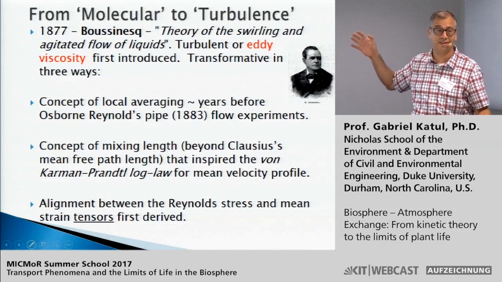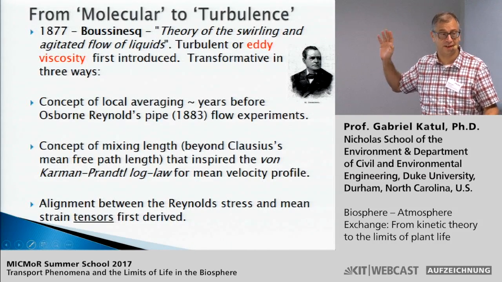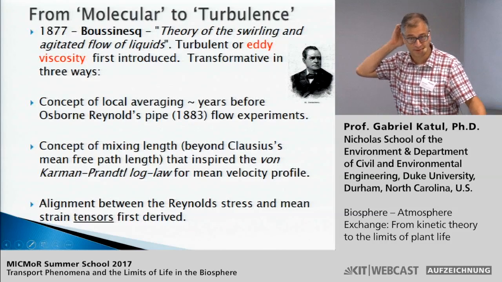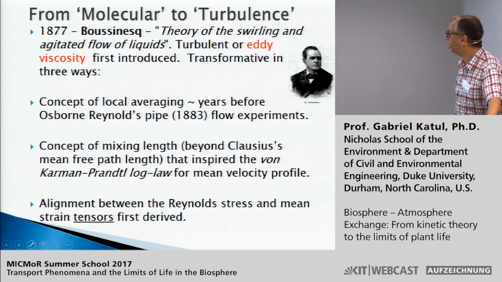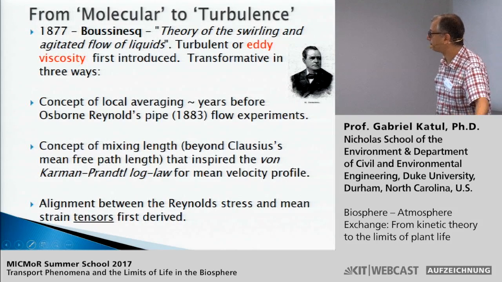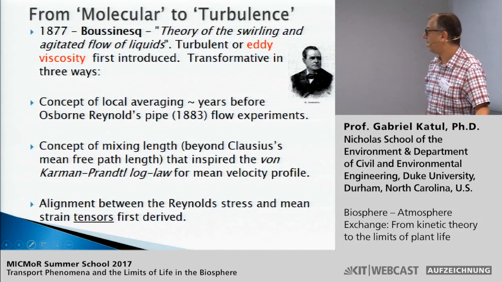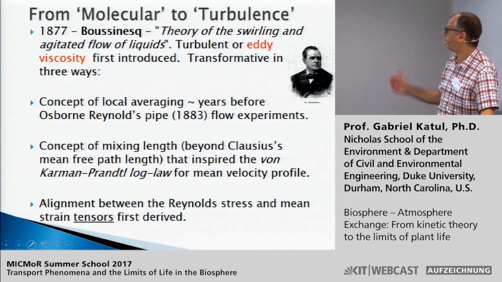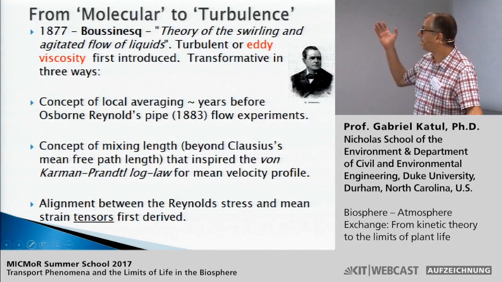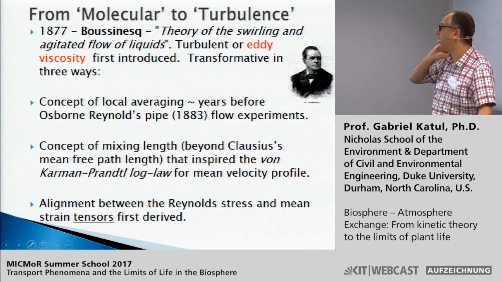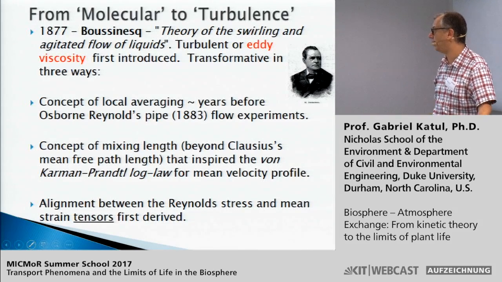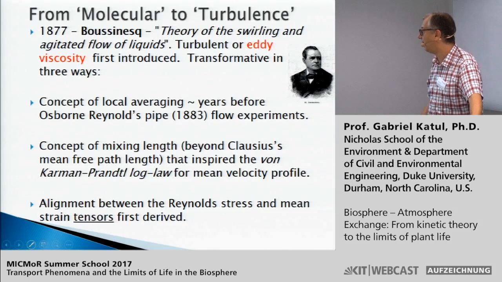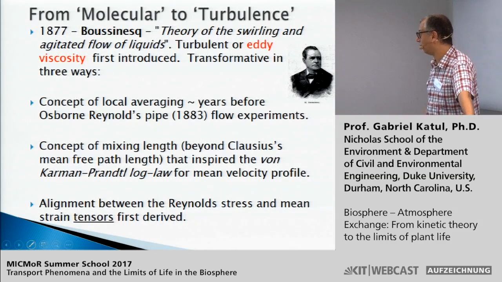It was not even invented at the time of Reynolds. In fact, it was proposed after Reynolds' experiment. So we didn't have even a word for turbulence. But in this paper, Boussinesq proposed the concept of eddy diffusivity or eddy viscosity. And that actually happened way before Reynolds' famous experiments, because in fact, Boussinesq's paper proposed a local averaging concept. And he also proposed the concept of mixing length to resemble basically Clausius' mean free path length.